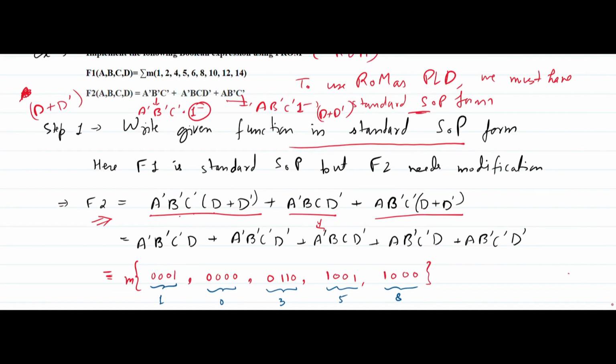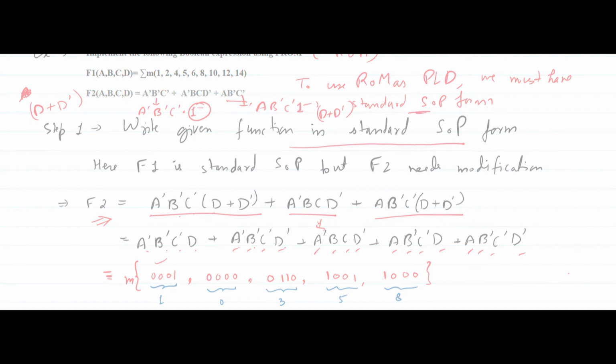min terms. So if we want to write in terms of min terms, then what is this? a' b' c' d means it is 0 0 0 1, right? a' b' c' d' means 0 0 0 0. Similarly it is 0 1 1 0. Here it is 1 0 0 1. This one is 1 0 0 0, right? So I wrote those things here, and then I wrote their decimal equivalent.